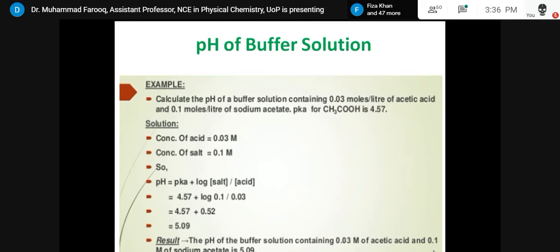Is this clear or not? Yes, sir. Clear. Very easy. Just put the values. Yes, sir. Clear.